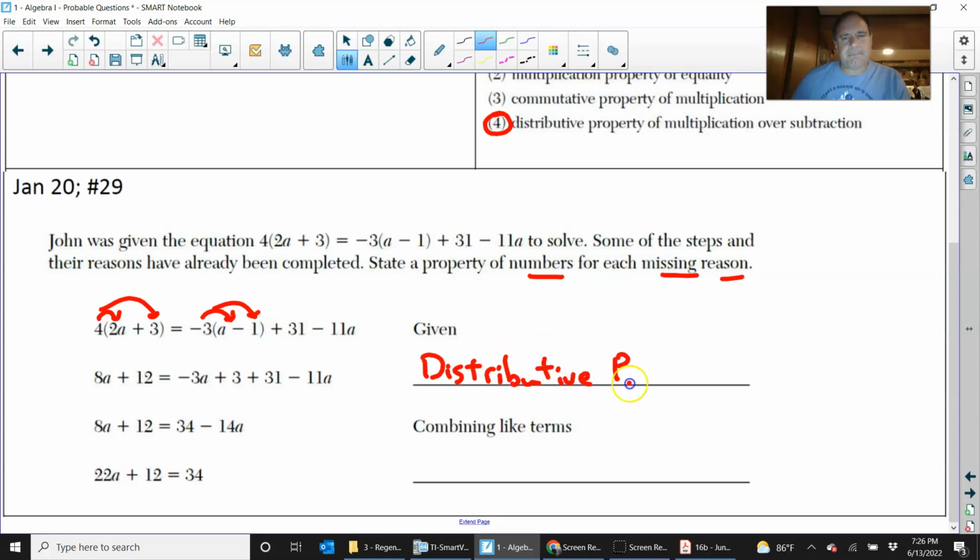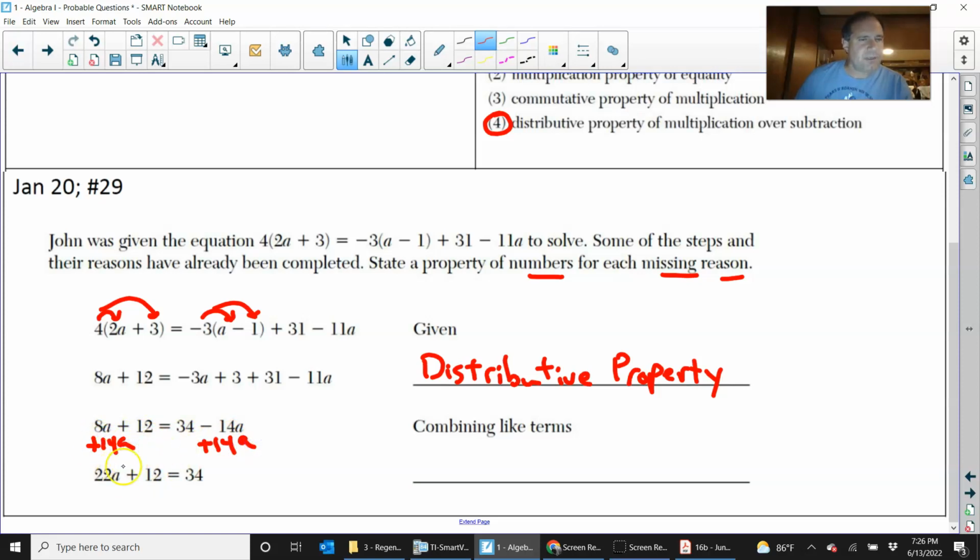All right. So the next thing that happens is combining like terms. That's exactly what they did. So they get to this, they combine like terms, and they have 8a plus 12 equals 34 minus 14a. Then what do they do? Okay, so the 34 is here, the 12 is here. Wait a minute. They get the a's together.